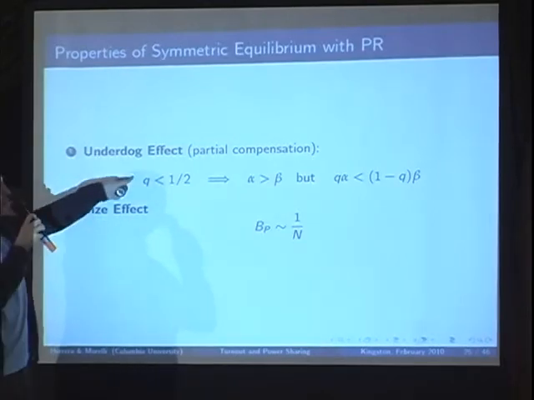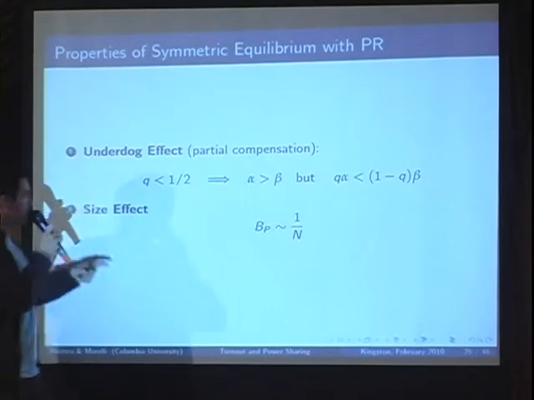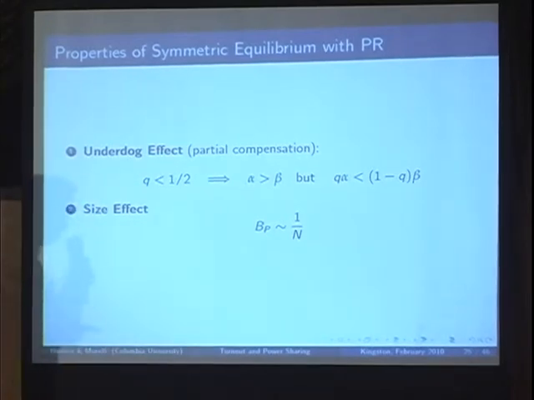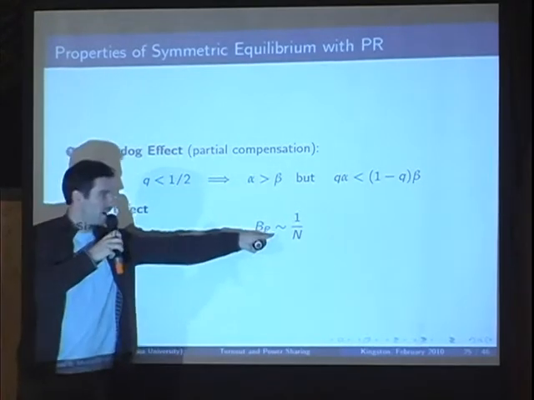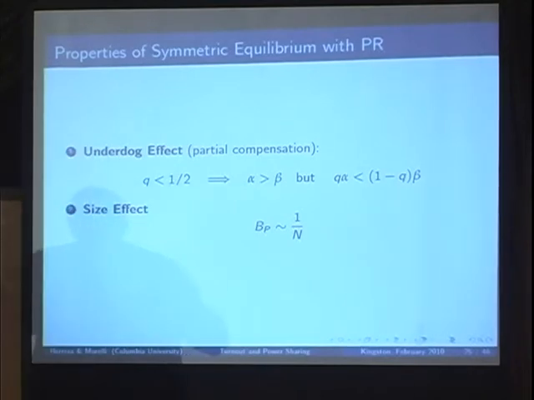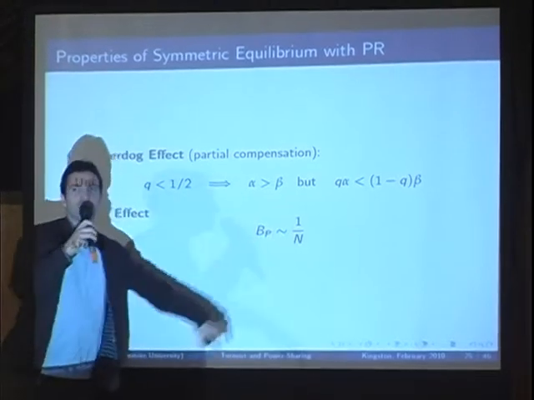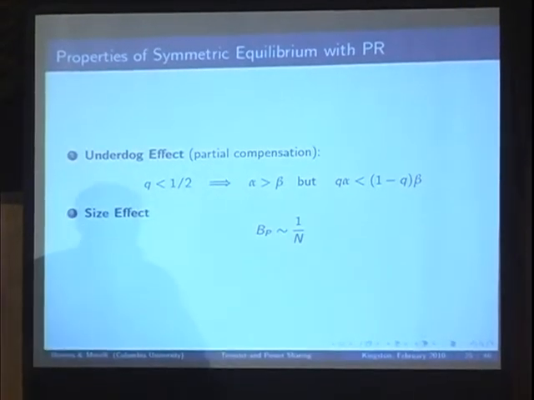So there's still partial underdog compensation. On the size effect, though, we don't have two different regimes. We have that the size effect goes down like 1 over n. So the benefit of voting decreases like n to the minus 1, where n is the population size of the other groups.